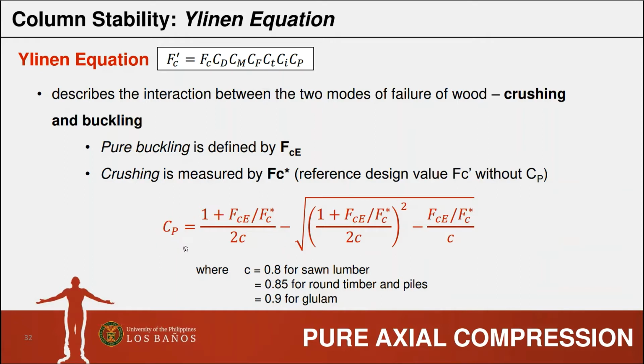So the equation of C sub P is 1 plus F sub CE over uppercase F c asterisk, all over 2c, where the values for c are 0.8 for solid lumber, 0.85 for round timber and piles, and 0.9 for glulam, minus the square root of the quantity 1 plus F sub CE over F sub c asterisk, all over 2c, quantity squared, minus F sub CE over F sub c asterisk, all over c.